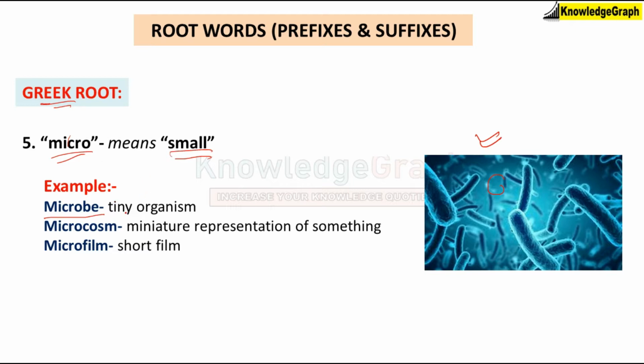Then you have microcosm, miniature representation of something. For example, if I tell you my city has a microcosm of Taj Mahal, that basically means that in my city there is a place where there is a miniature representation of Taj Mahal. Now what is micro? Micro again means small, and film is film, so that's a short film. This is how you learn words.